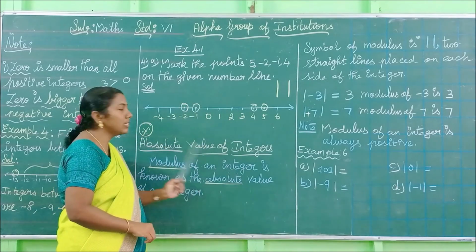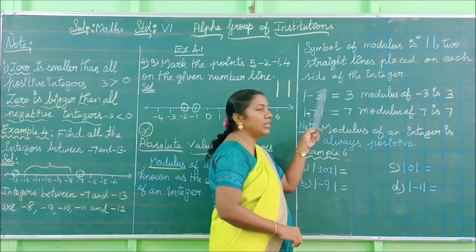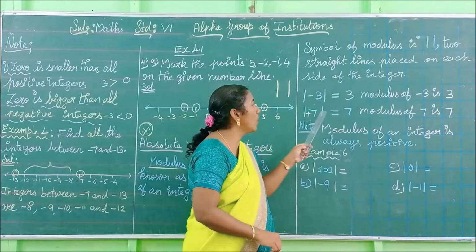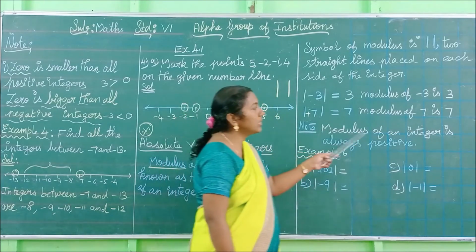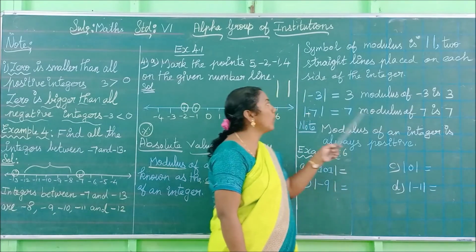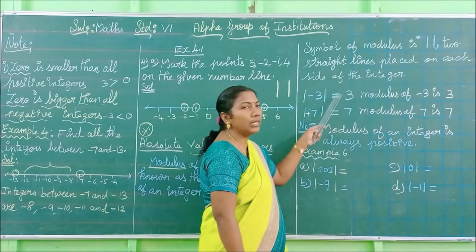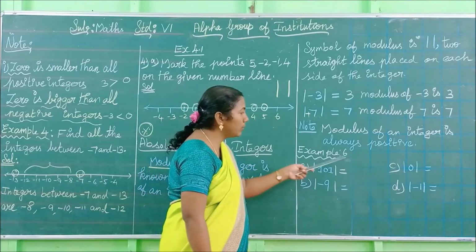Modulus of an integer is absolute value of the integer. Thus modulus value of a negative number is positive. Modulus of a positive number is positive also. So modulus of 7 is 7. See the note. Modulus of an integer is always positive. If you find the modulus value of a negative number or a positive number, you always get only the positive number as the answer. Okay.